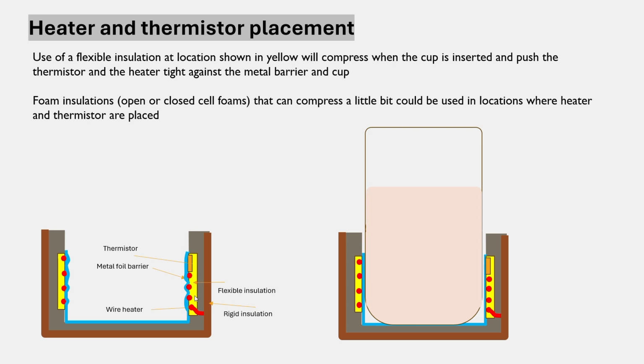So this is like a flexible sponge that can be pushed back in and it compresses when the cup is in place. So if you have an insulation like that, that'll help with better thermal contact for both the heater and the thermistor. And you can, to a certain extent, be confident of your temperature measurement and confident of the heat transfer efficiency. Good examples are foam insulations, like open or closed cell foams. You could also use some glass wool that can also get compressed.